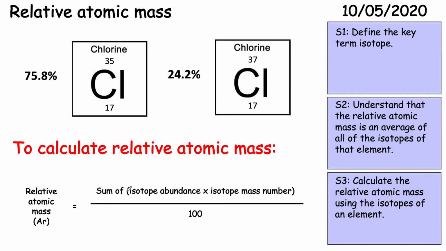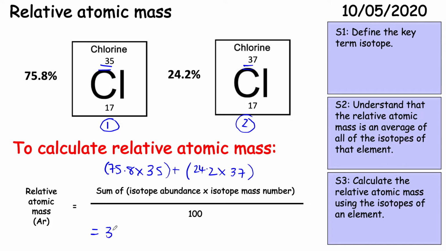So relative atomic mass is the sum of the isotopic abundance of each isotope multiplied by its mass number, divided by 100. So for this one, it would be the isotopic abundance, 75.8, times its mass, the one at the top, 35. And we're going to add that to its other isotope, isotope 2. That's the abundance of that, which is 24.2, times its mass, 37, divided by 100. And indeed, if you do that, you will get 35.5, which is the relative atomic mass of chlorine.